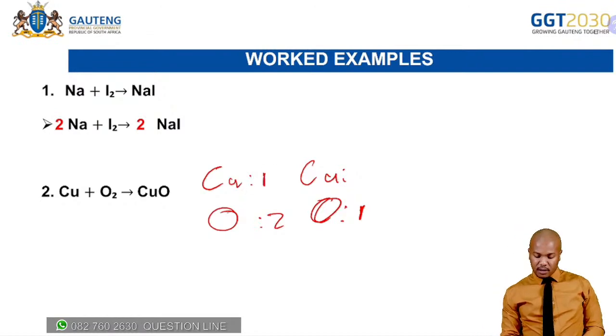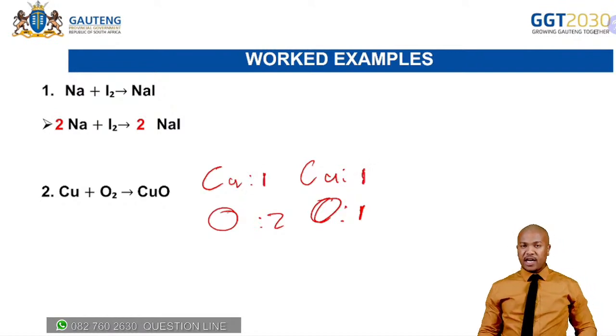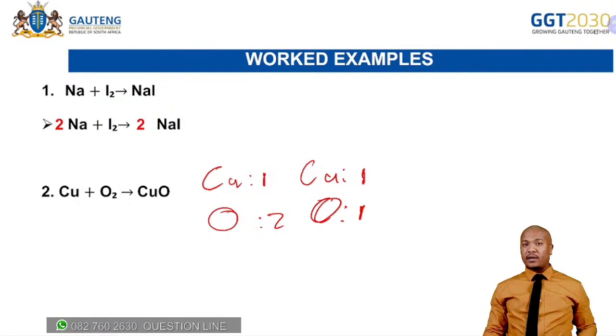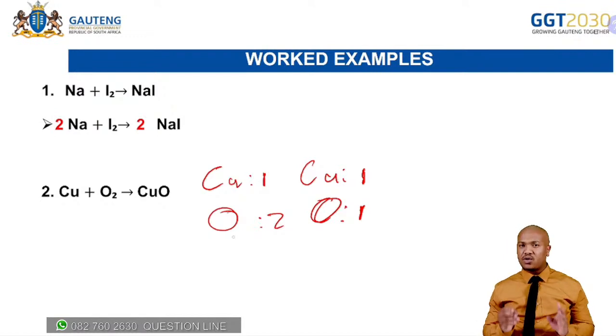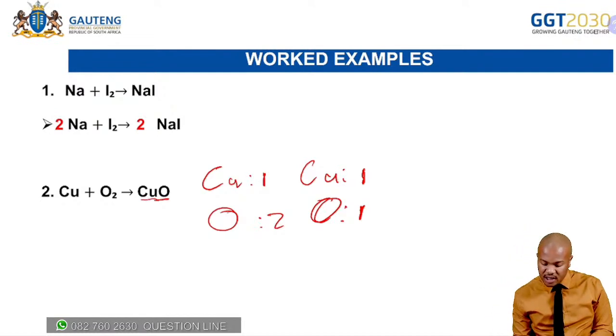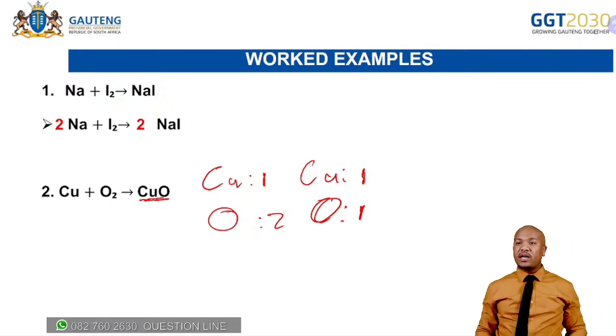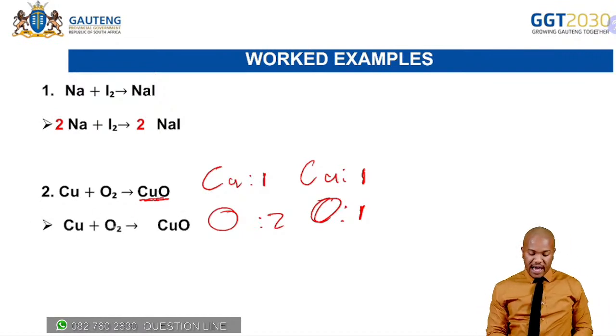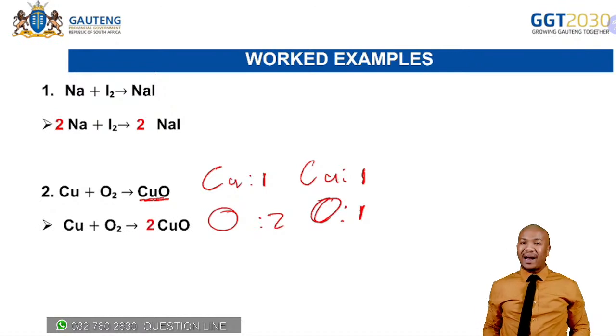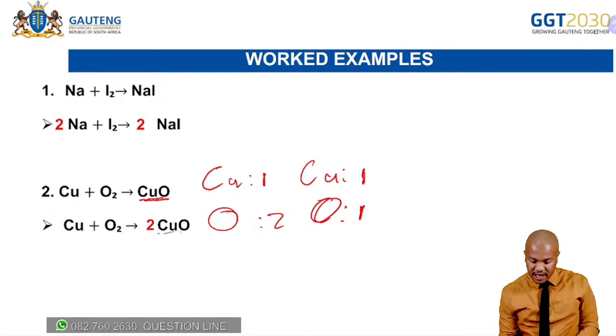Looking at the reactant side, your copper is 1, product is 1 copper. Oxygen, 2 oxygens on the reactants and 1 oxygen on the product. Which side does not balance? It is the product side, right? Where oxygen is within this compound, so we can add what? A 2 next to the compound to balance this whole compound here.